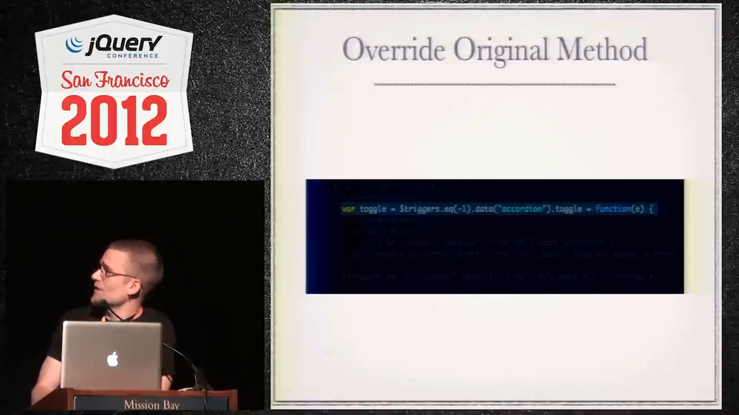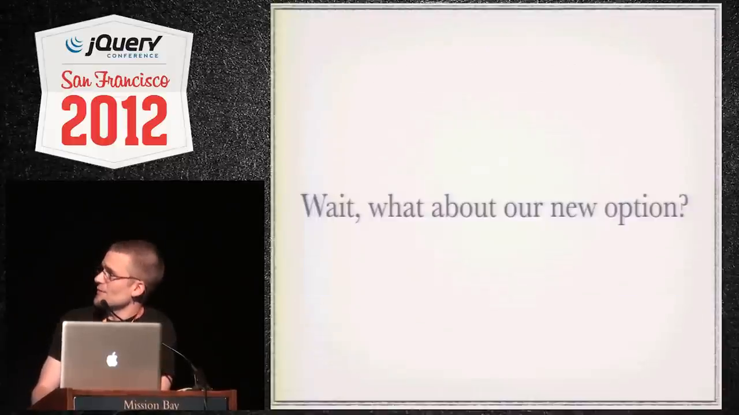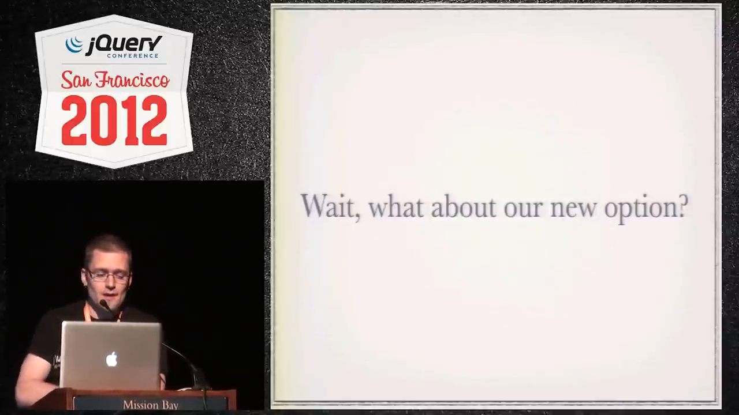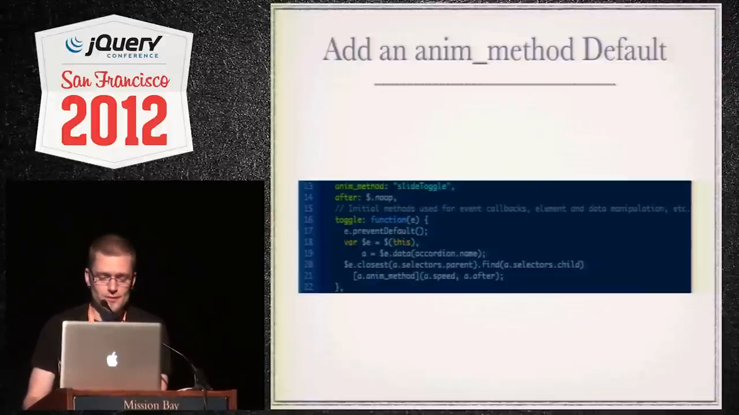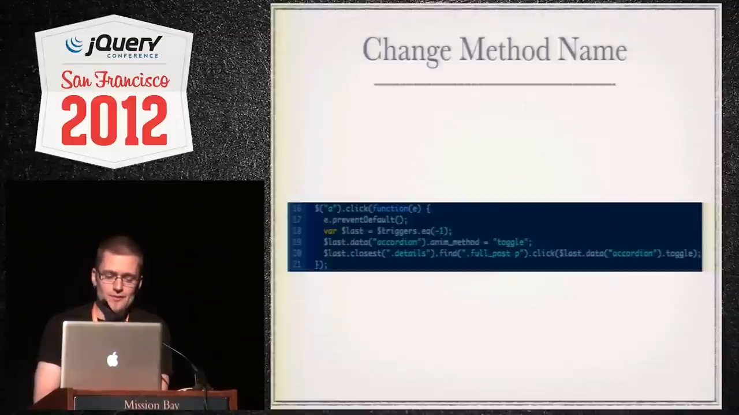Because this gets a little spaghetti-like. We also have lost our new option for the animation method, so we need to get that added back in. So we're going to put a new option for animation method. Again, call the method with the array notation. And now we can just change the method name rather than rewrite the callback. So when the user clicks on the link in the footer, the last post needs to have a different animation method. We just change that.